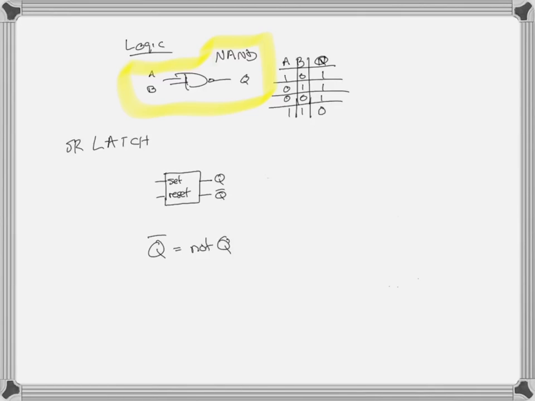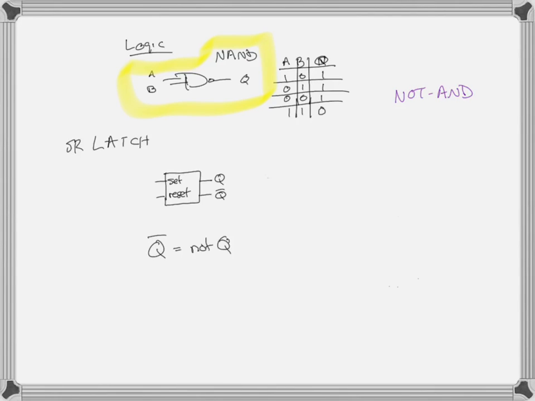And the NAND function is, as we've discussed before, the not AND function, where AND means that the output is high only if both of the inputs are high, if input A and input B are high. So the NAND gate output is not high only if both of the inputs are high.